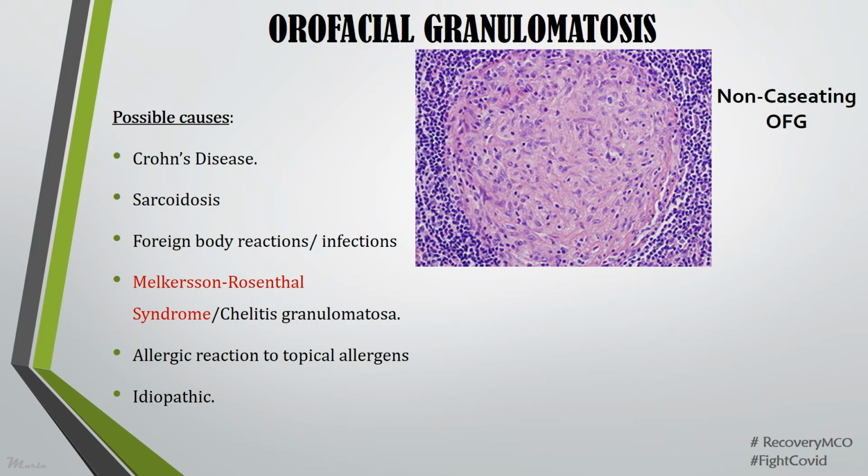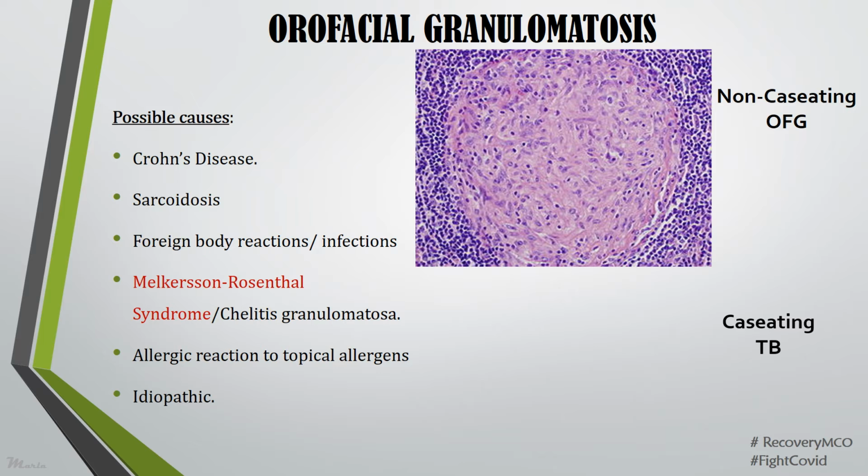So, different pathologies can present as orofacial granulomatosis, and this includes Crohn's disease, sarcoidosis, foreign body reactions or foreign body infections, Melkersson-Rosenthal syndrome, a part of which is also known as cheilitis granulomatosa, allergic reaction to topical allergens, or some lesions could be idiopathic in nature. As discussed, presence of non-caseating granuloma is a feature of orofacial granulomatosis.